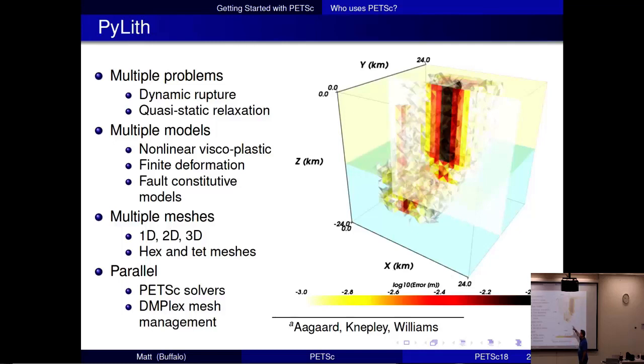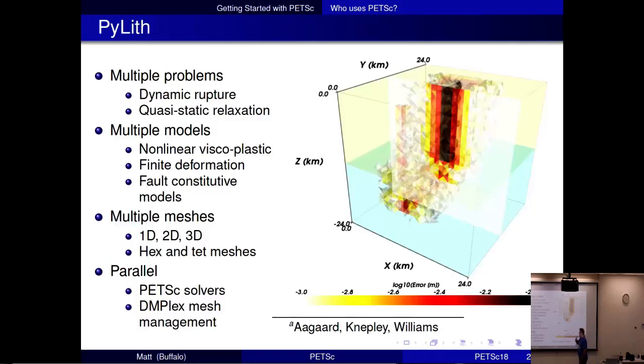So PyLith is a thing that does crustal deformation. Either dynamic, when you get an earthquake rupture, or quasi-static, when you have the relaxation of stress after an event. So it's nonlinear viscoplastic, it can do finite deformations, and you can actually put constitutive models on the fault. So you can do sophisticated things like rate and state friction and healing and all that stuff. So you can get nonlinear dynamics that are complex. It can handle 1D, 2D, and 3D problems, and it can couple 2D and 3D and 1D problems together in a pretty flexible way. And I think that is the kind of defining characteristic.